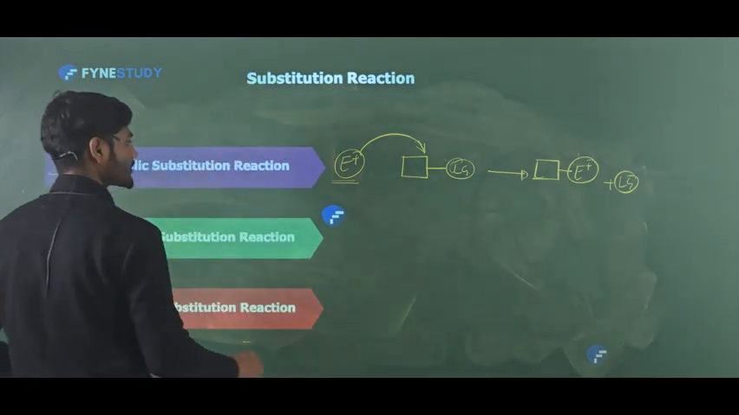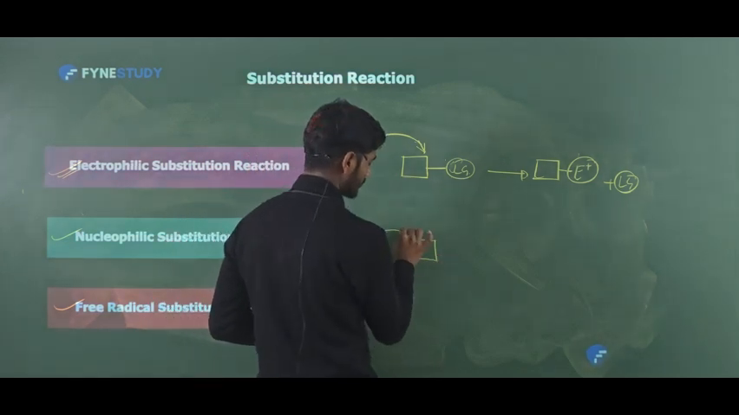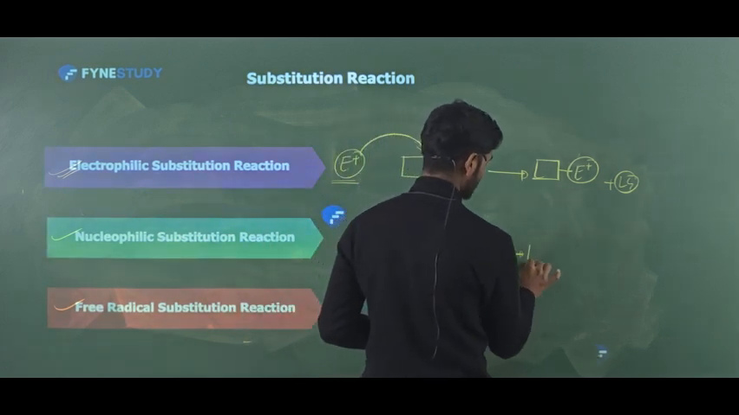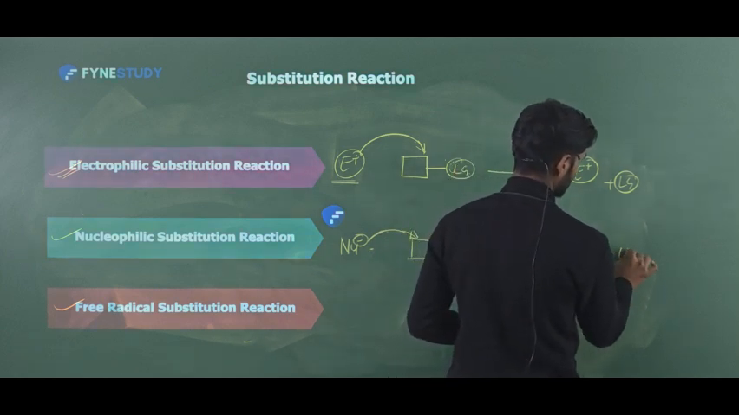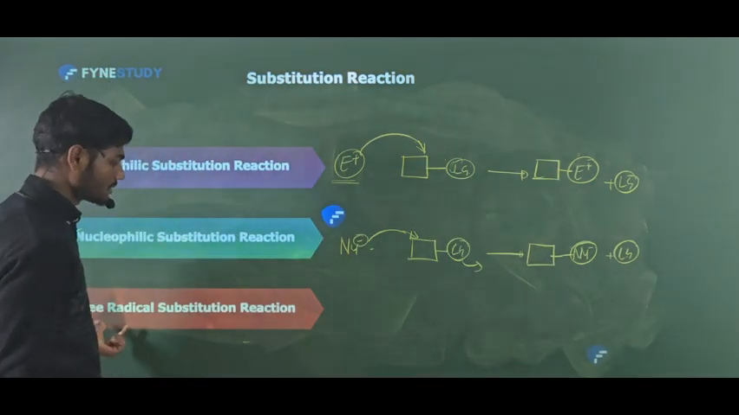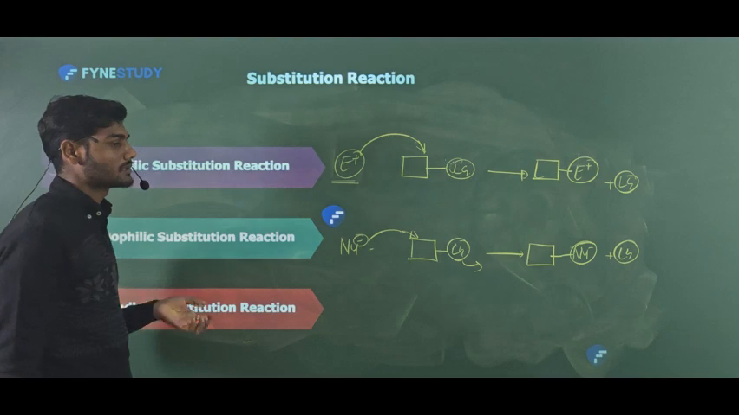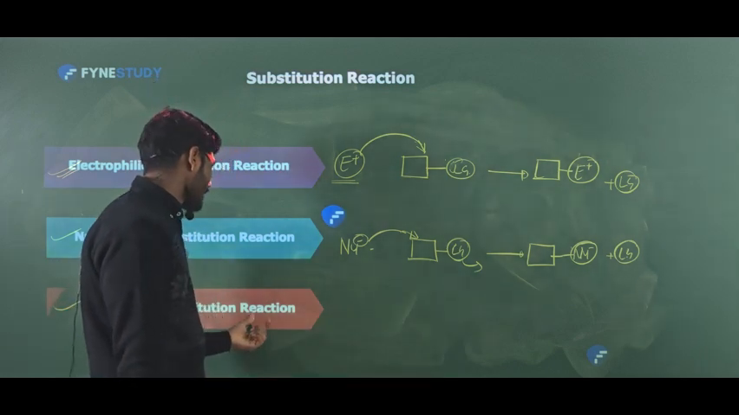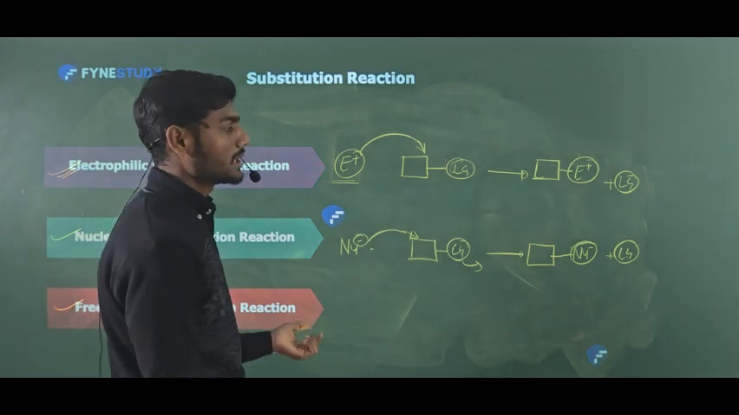Same thing goes here also. In this case, the nucleophile will approach the compound which has a leaving group, and the leaving group will leave. The nucleophile will attach to the compound and the leaving group will just leave. Same thing goes here also. This one is free radical substitution. In these two cases, both are heterolytic cleavage. We have already discussed what homolytic cleavage is. If homolytic cleavage is there, it will lead to further homolytic cleavage only.